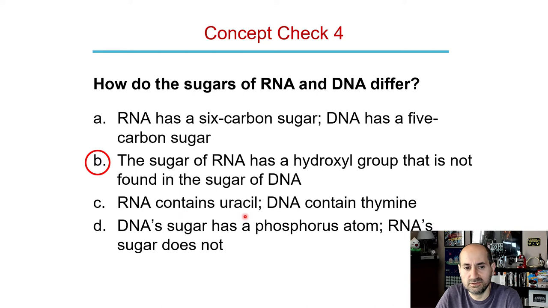RNA contains uracil, DNA contains thymine. Well, that doesn't help you to understand how the sugars differ. You see, this is actually a trick question. Because RNA does contain uracil and DNA does contain thymine, but that doesn't actually answer the question about why the sugars are different. Does that make sense? So you could have gotten tricked by C. You could have said, oh yeah, C is correct. And it is a correct statement, but it is not why the sugars differ. That's a trick question. I don't like that. DNA's sugar has a phosphorus atom. RNA's sugar does not. I don't even know what all that means.